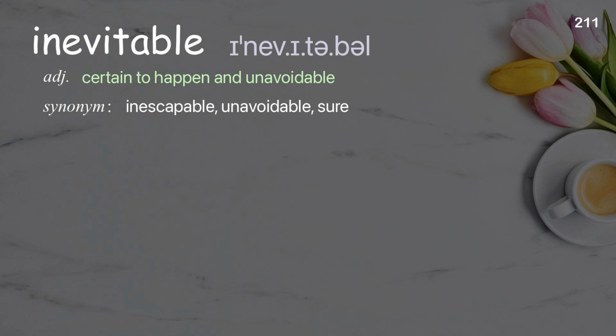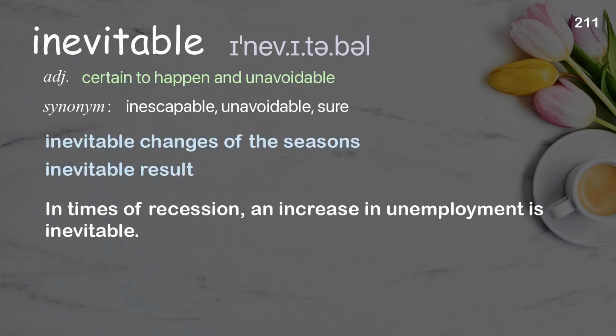Inevitable. Certain to happen and unavoidable. Examples: inevitable changes of the seasons, inevitable result. In times of recession, an increase in unemployment is inevitable.